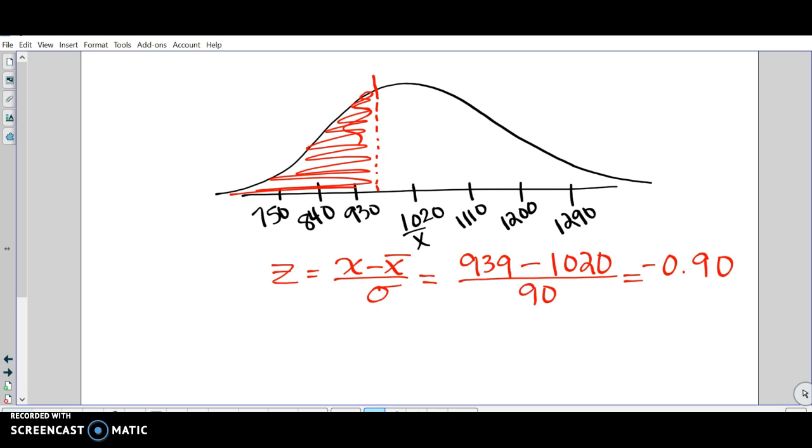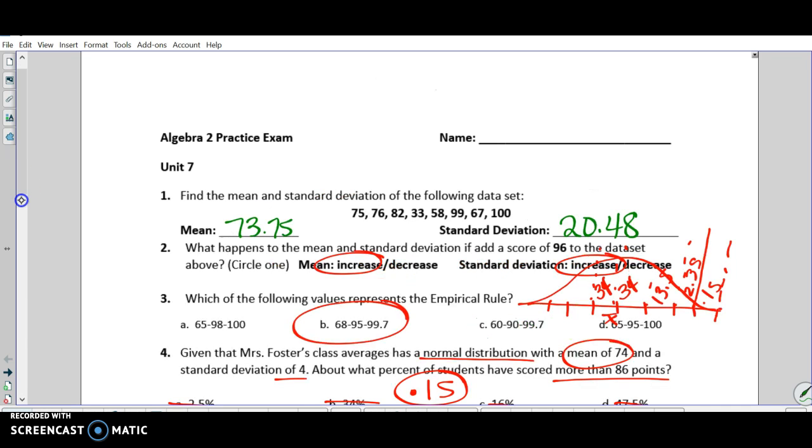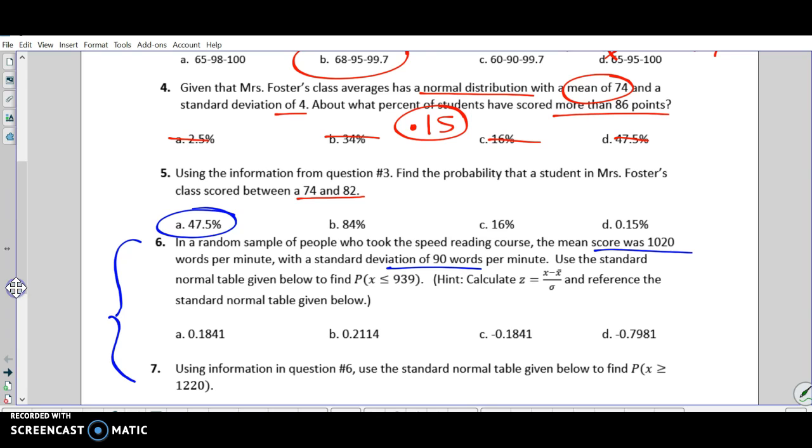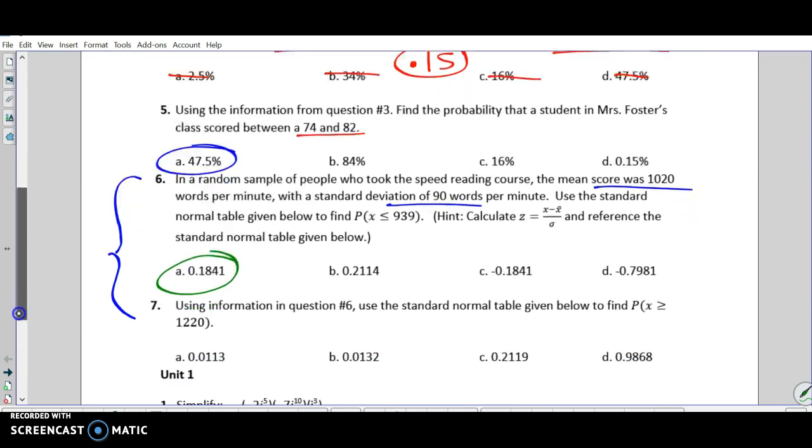So negative 0.90, and remember our z-score tables only tell me what is below. Negative 0.9, I'm going to go down on the left side to negative 0.9, go over 1 because it's 0, and you will get 0.1841. That would be the probability. So your answer for this guy would be A.